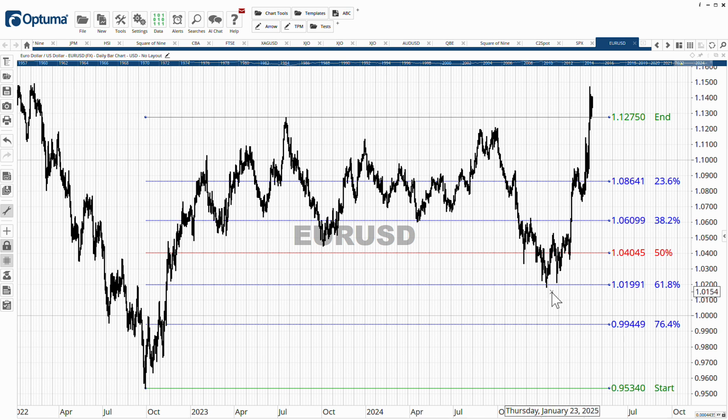And if you have a look here recently, in January 2025, the market made a double bottom low at the natural harmonic code of 61.8%. That's the natural Fibonacci ratio. And from that point, it went from 1.02 all the way up to 1.14. Now that's a fabulous run.